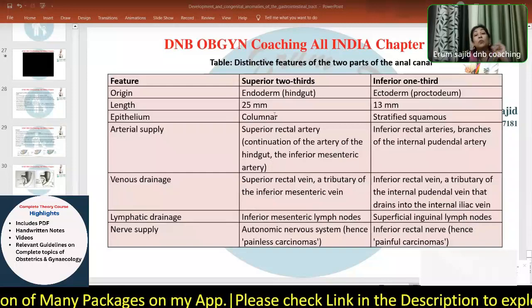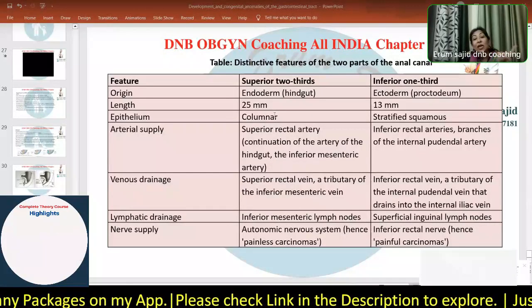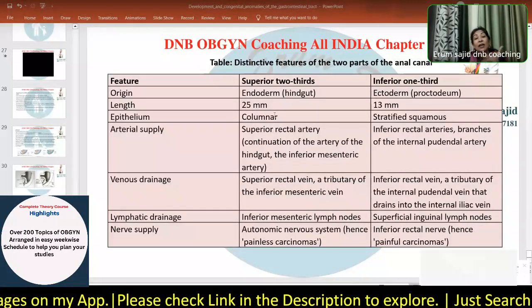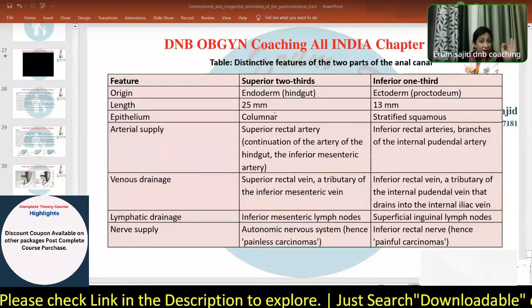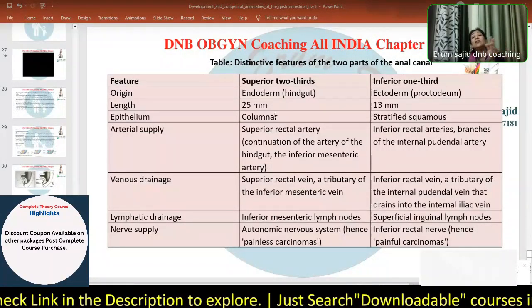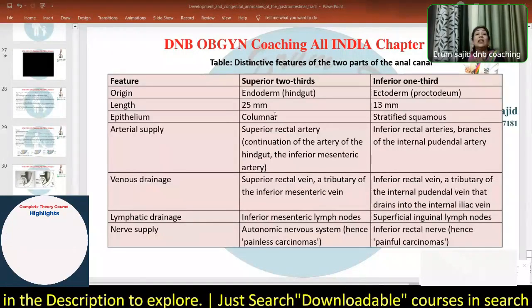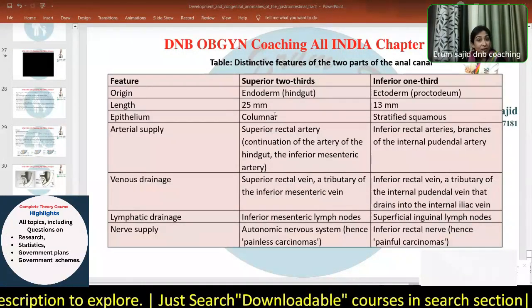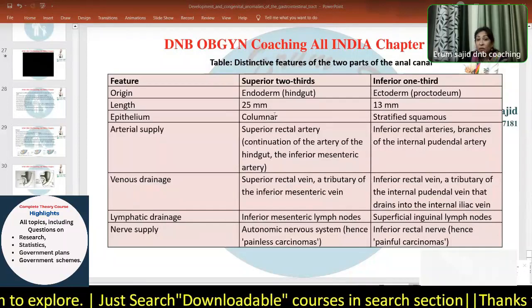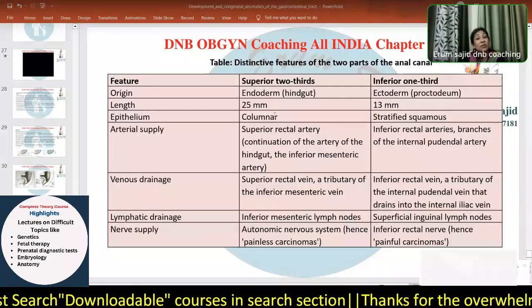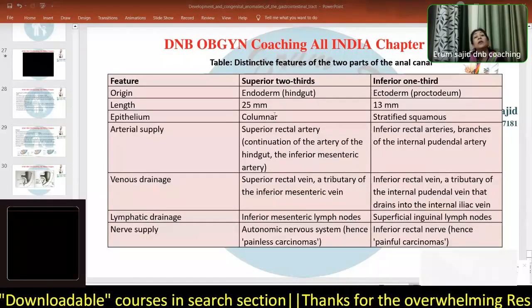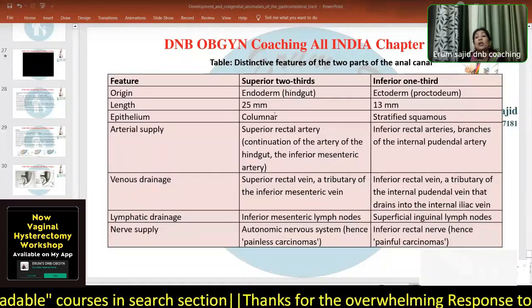But the superior rectal artery is actually a continuation of the artery of the hindgut, the inferior mesenteric artery, which is a direct supply from the aorta. Whereas the inferior rectal artery is a branch of the internal pudendal artery. Absolutely different: the superior rectal artery comes from the inferior mesenteric artery, and the inferior rectal artery is supplied from one of the branches of the internal pudendal artery.